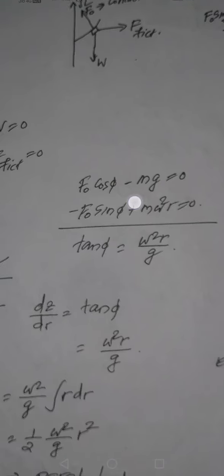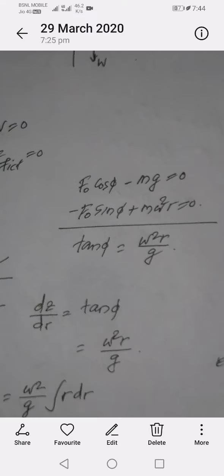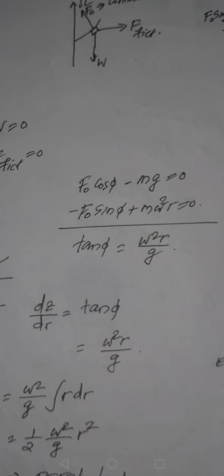By simply doing the calculation, I have F0 cos phi equal to mg, and F0 sin phi equal to m omega square r. Just divide the second by the first, so F0 will cancel, and sin phi by cos phi is tan phi, which is equal to omega square r by g. That is what I get.